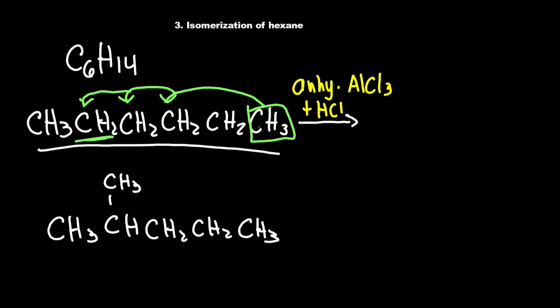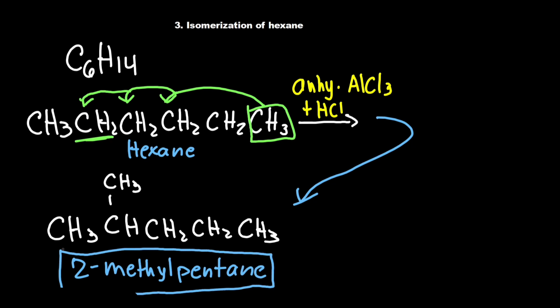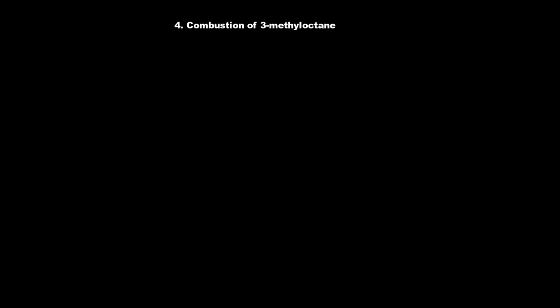So originally we have a hexane in here, and after isomerization, this is the product. So this would be first carbon, second carbon, so this would be 2, and we have a methyl here, so this would be 2 methyl. We have 1, 2, 3, 4, 5 carbons, which corresponds to pentane. So our product here would be 2 methyl pentane based on the isomer. Lastly would be the combustion of 3 methyl octane.